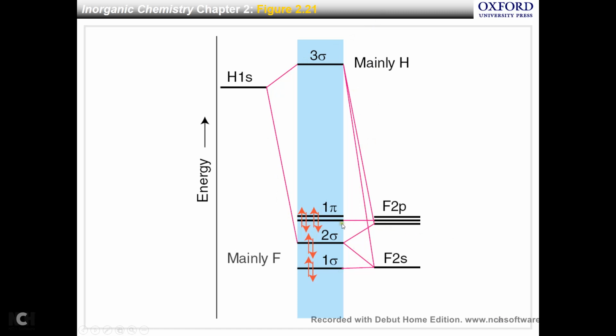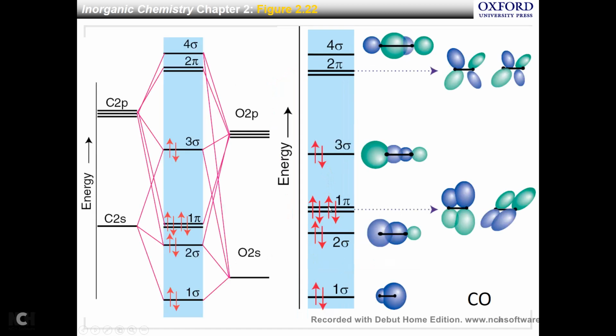By the way, this horizontal line tells you these 2 pi orbitals are the same as the 2p atomic orbitals, exactly the same. It's just the naming here. When we are looking at the MO diagram, the p orbitals are called pi orbitals. Oh, this is much more complicated. This is carbon and oxygen forming carbon monoxide.